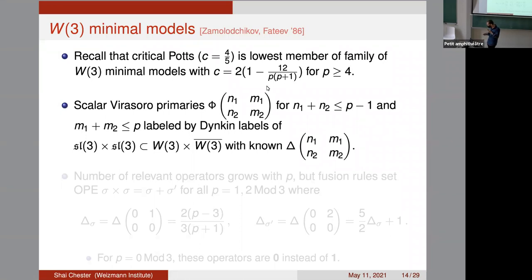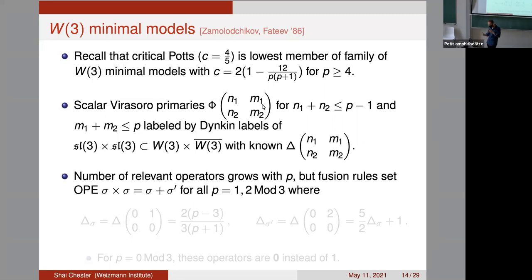The scaling dimensions are all known, and they're parameterized by 4 numbers, n1, n2, m1, m2. These n's and m's correspond to Dynkin labels of the SL3 cross SL3 subgroup of the W3 cross W3 bar space-time symmetry, because remember, the Virasoro was enhanced to W3. So these scaling dimensions are completely known.